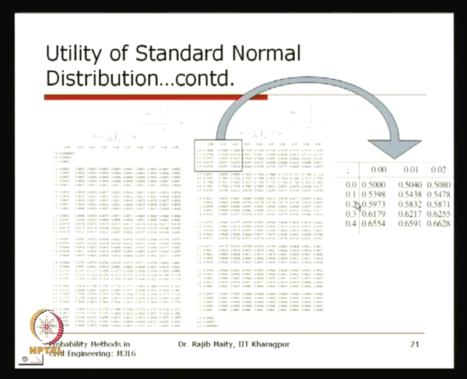Now, for any value, suppose I take 0.21, so this is your 0.2 and this is the second decimal point 0.21. So, up to z equal to 0.21, the probability covered is 0.5832. Now we will see one example of how to calculate the probability for any normal distribution. So this is how we have to read this standard normal distribution table, and these tables are generally available in any standard textbook.